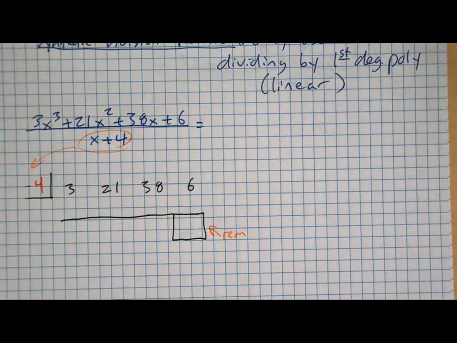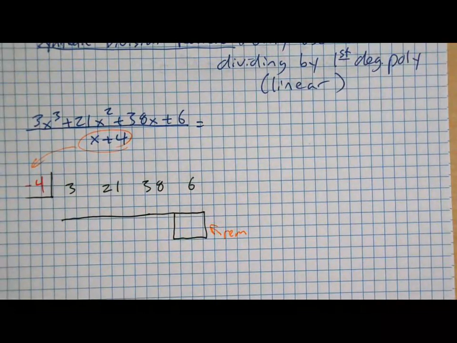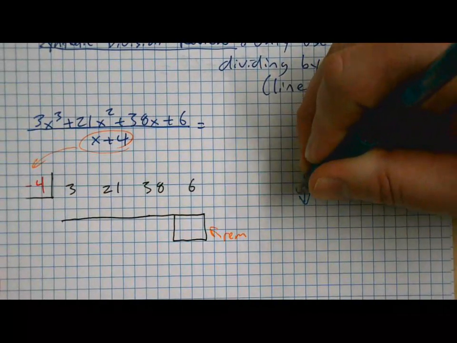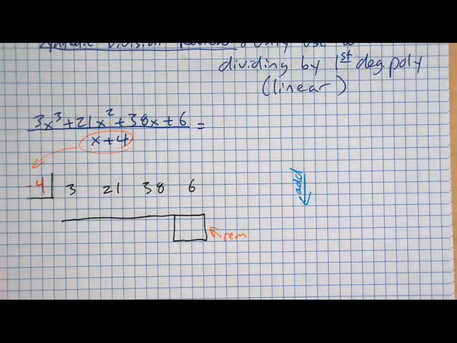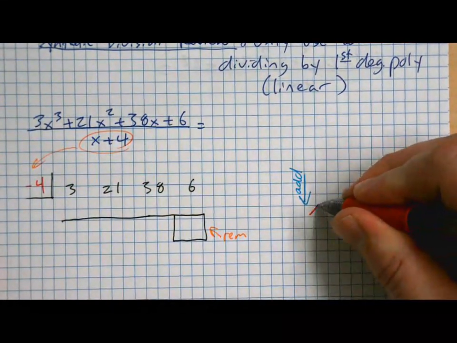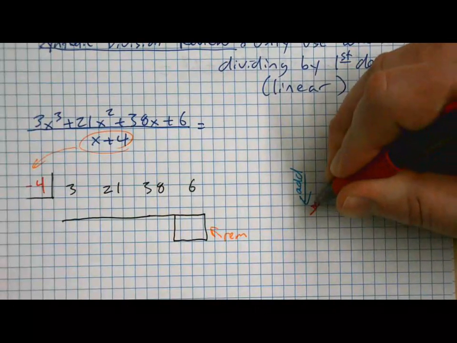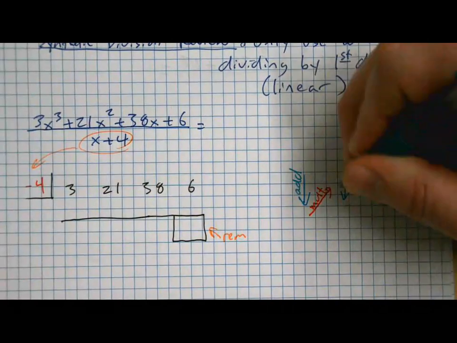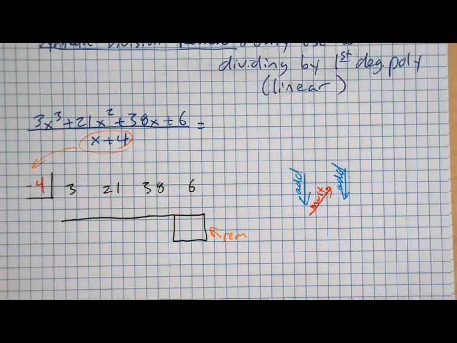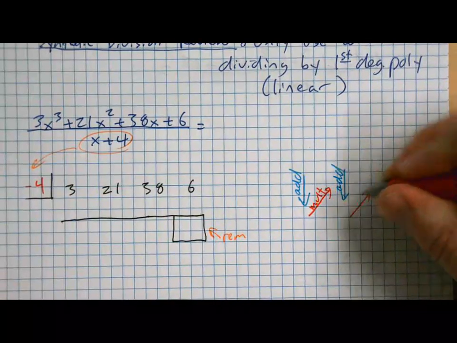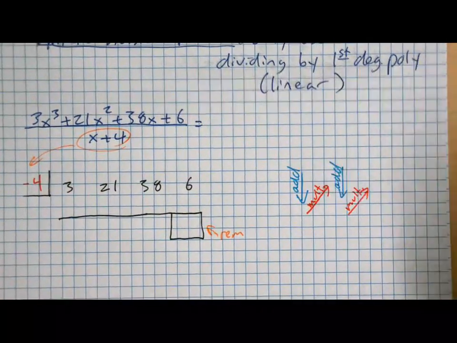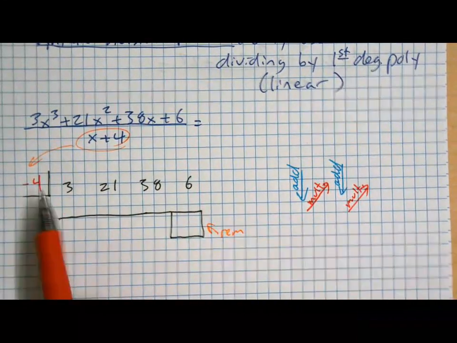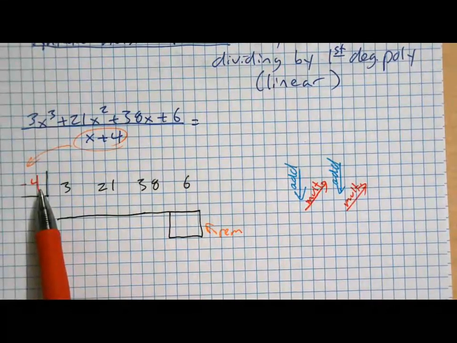The process for synthetic division just goes like this. We add going straight down. And then we multiply going up diagonally. And then we just repeat. Add going down, multiply up diagonally. And whenever we multiply, we will always multiply by the same thing. We'll be multiplying by our multiplier, the thing in our box here.